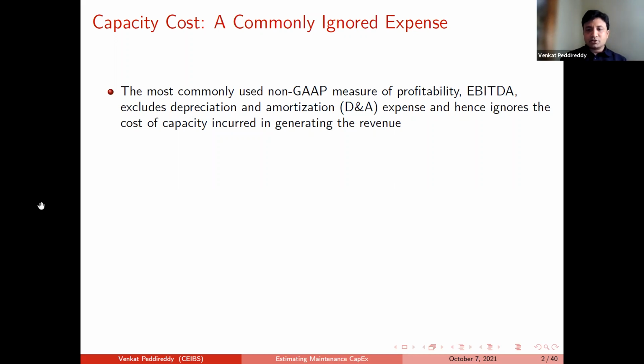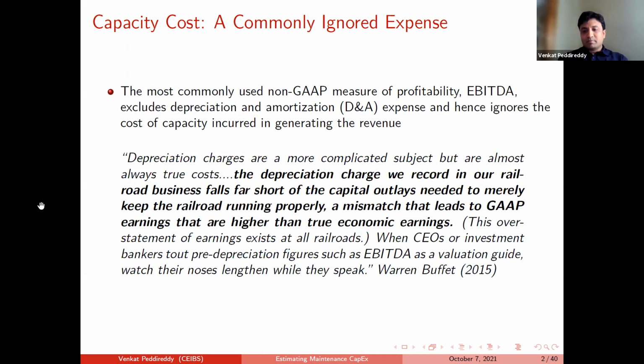But the solution to that could not be just blindly excluding one of the most important costs, right? We have the likes of Warren Buffett who keep on reiterating the importance of including capacity cost in the measure of earnings. But they also acknowledge that depreciation and amortization expense is not a good measure of the economic capacity cost. So we know that it's important, but we don't have a really good measure to measure it.